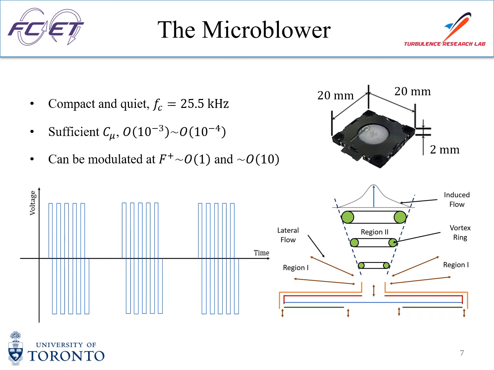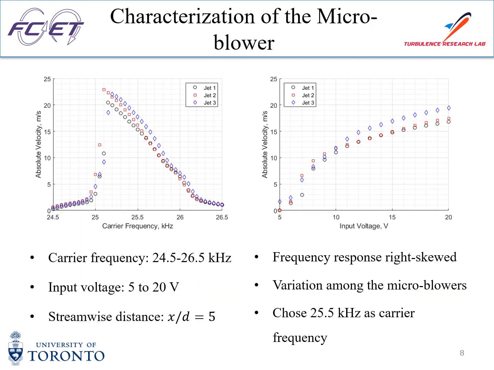It has been shown that this actuator can produce sufficient momentum for flow control purposes, and it can also be modulated at different forcing frequencies. By modulation, it means essentially turning it on and off at a different frequency than its carrier frequency. Both the frequency and amplitude response of this microblower were characterized using hot wire anemometry.